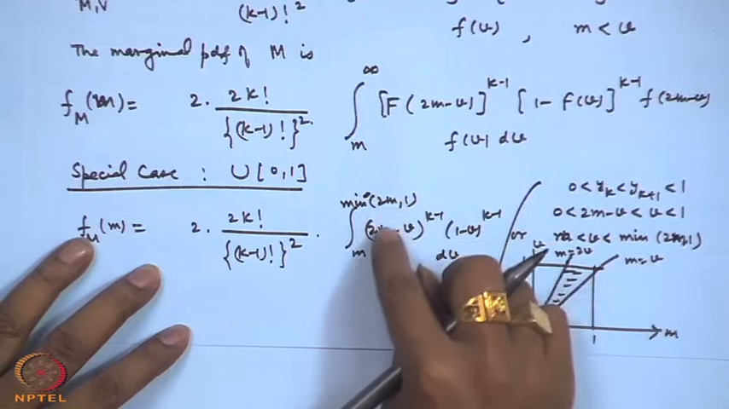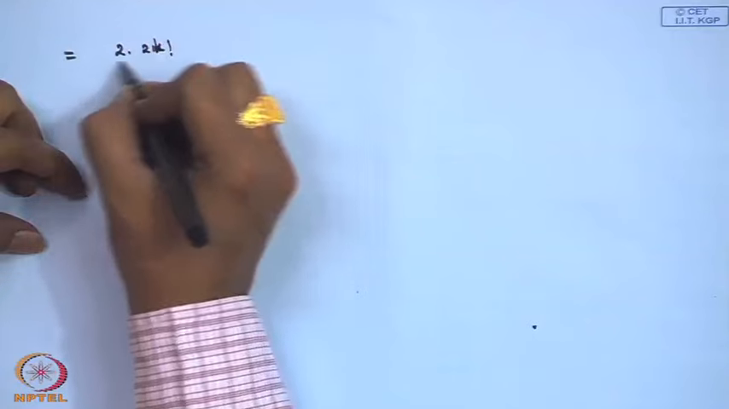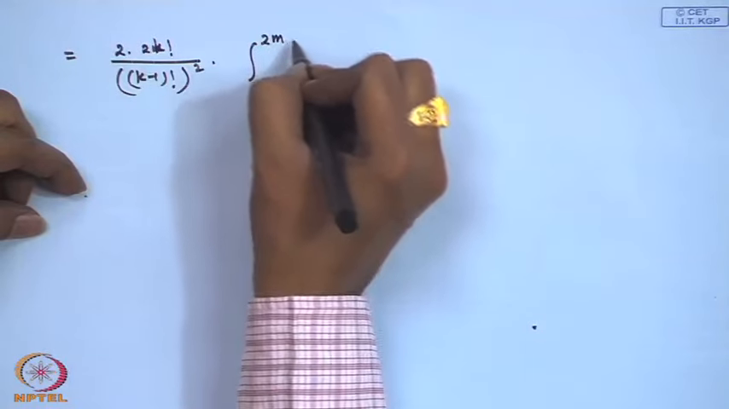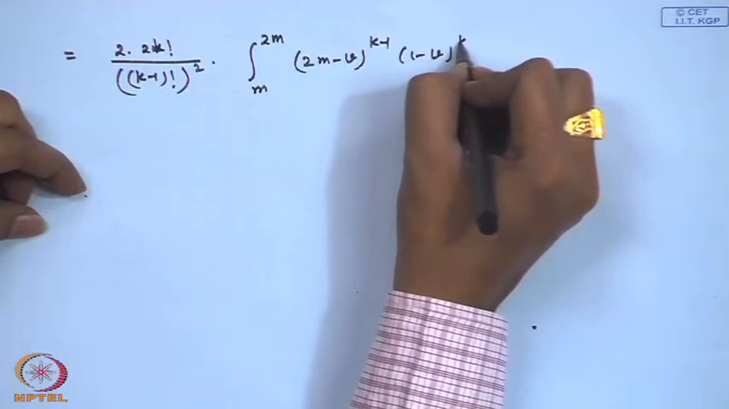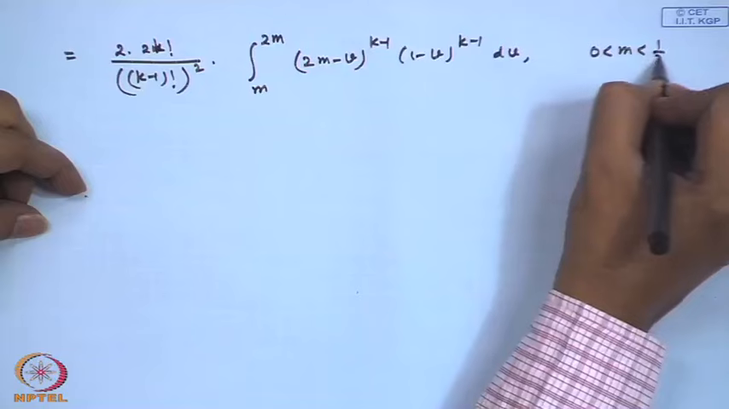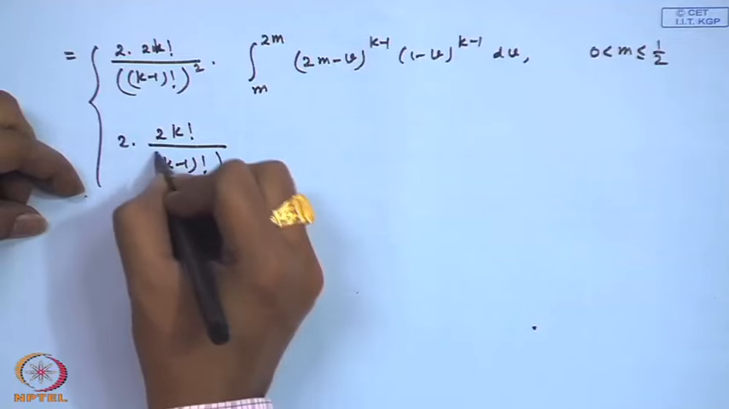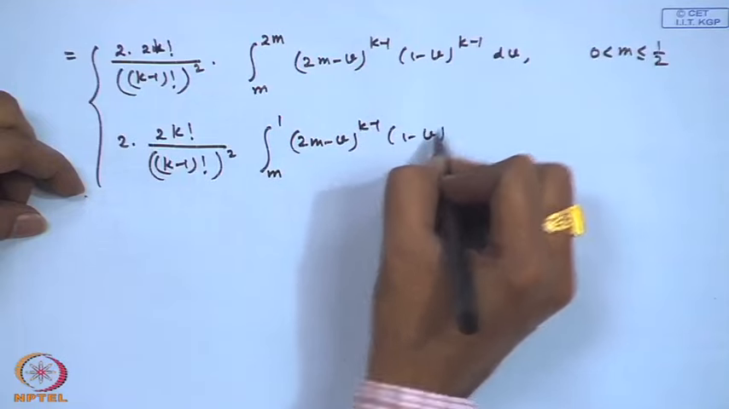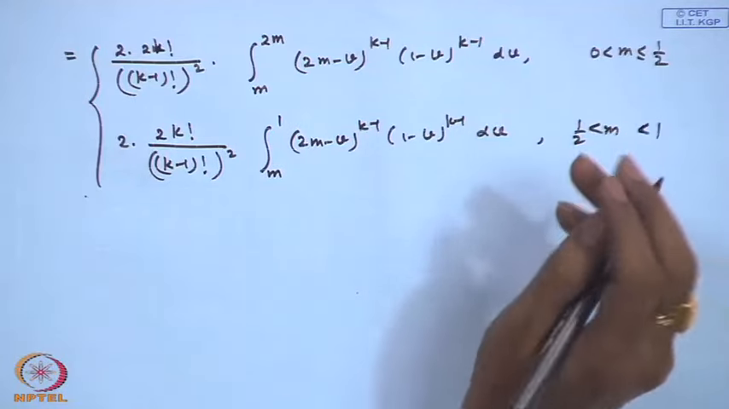When you look at this integration, I will get two parts here. This will become equal to 2 times 2k factorial divided by (k minus 1 factorial) squared, integral from m to 2m of (2m minus v) to the power k minus 1, (1 minus v) to the power k minus 1 dv, where m is between 0 and half, and it is equal to 2 times 2k factorial divided by (k minus 1 factorial) squared, integral from m to 1 of (2m minus v) to the power k minus 1, (1 minus v) to the power k minus 1 dv, if m is between half and 1.